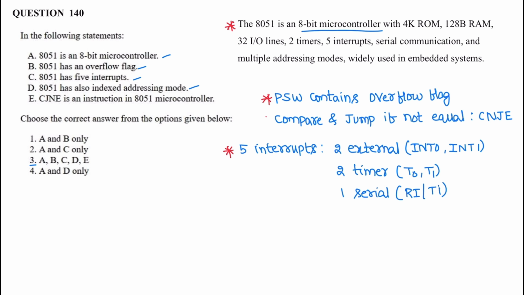CJNE, compare and jump if not equal. It is an instruction of 8051 microcontroller. All the statements are correct. The correct answer is option 3.